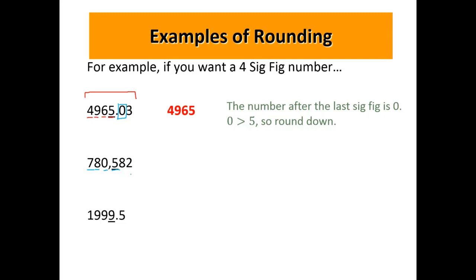Now here's the thing. I can't lose track of my place value. The place value must remain the same. In other words, this 5 here is in the hundreds place. So when I write out my answer, I can't simply put 7806. Because if I do, I'll have turned 780,000 to 7,000. I can't do that. So what do I need to do to make sure that this 6 stays in the hundreds place?